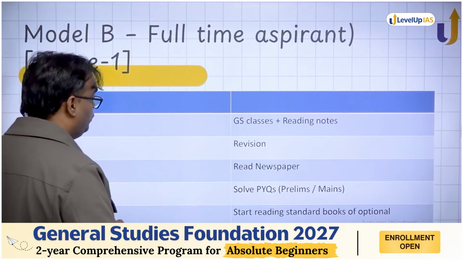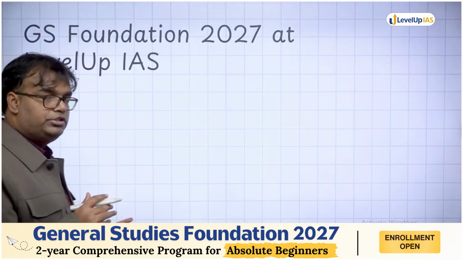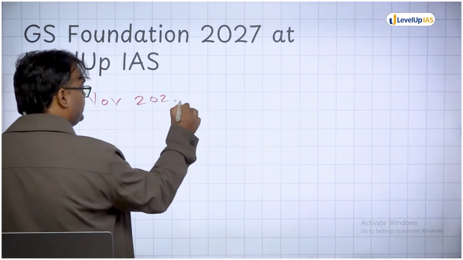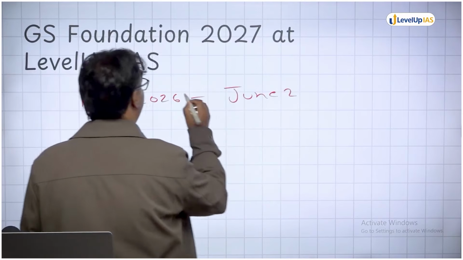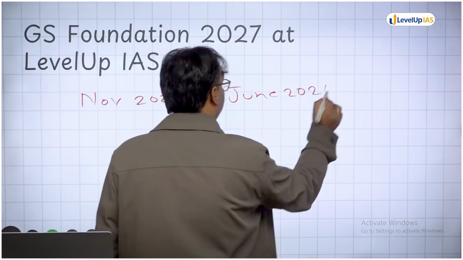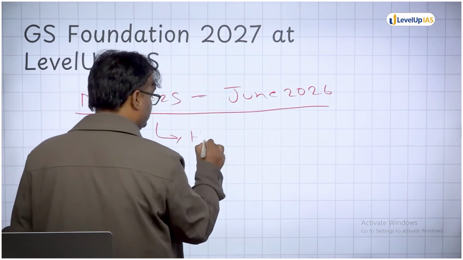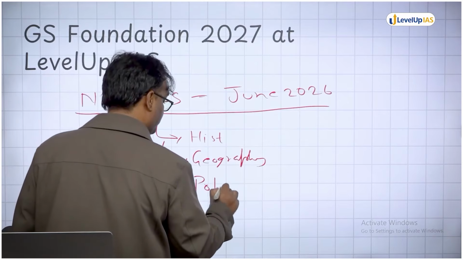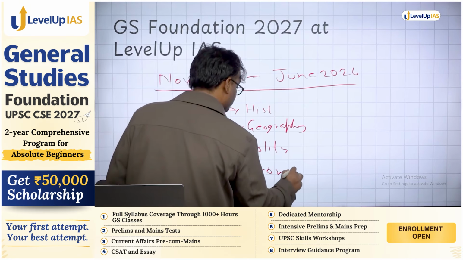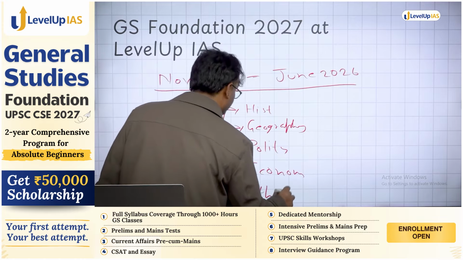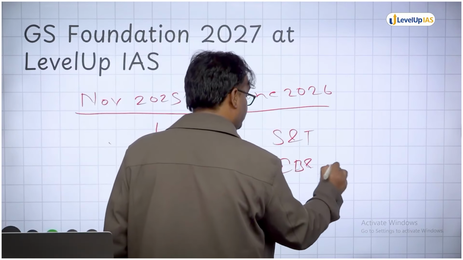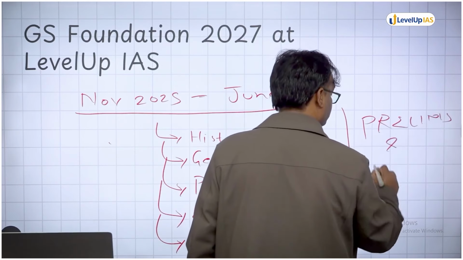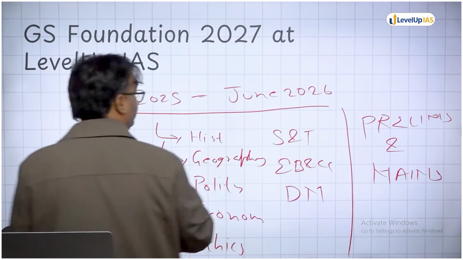In fact, if you look at the GS Foundation program at LevelUp IAS, हमने भी इसे ऐसे ही plan किया है. What we are doing is, from November 2025 to June 2026, we are focusing on fundamental areas: history, geography, polity, economy, ethics, science tech, environment, biodiversity and climate change, disaster management. Idea क्या है? You should be done for both prelims and mains of these things. In the GS Foundation program at LevelUp IAS, in phase 1 यही कर रहे हैं हम.